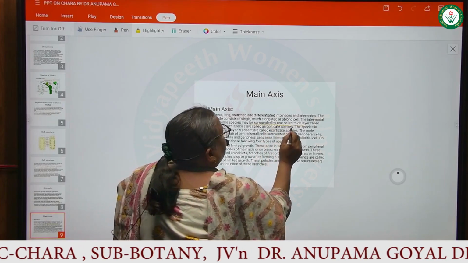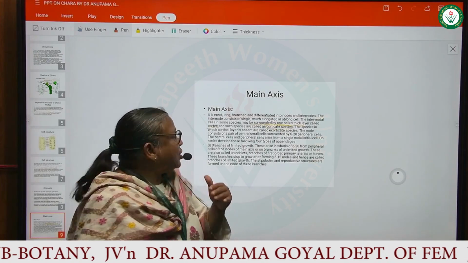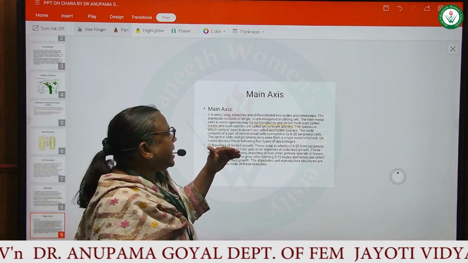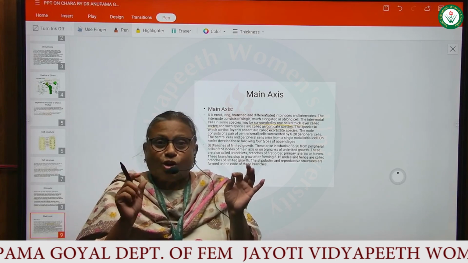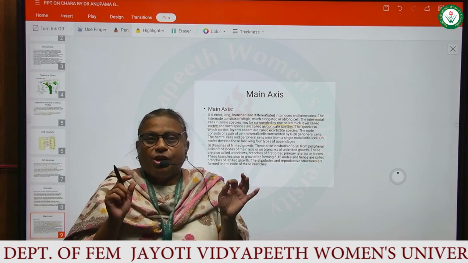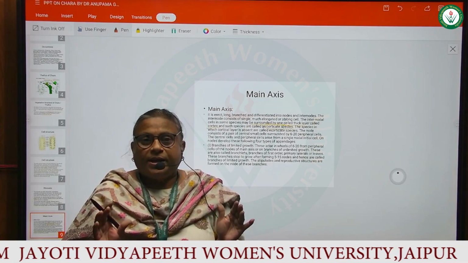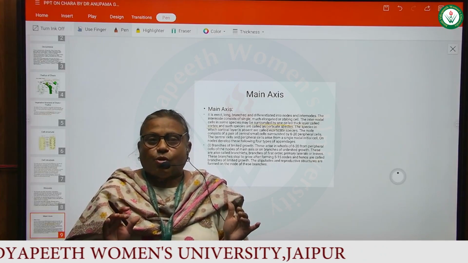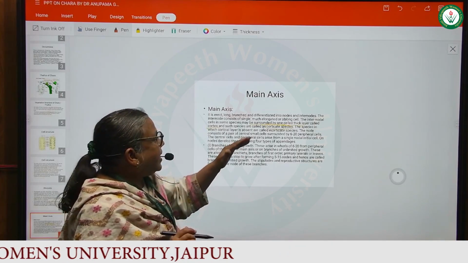Such species are called corticate species. The species in which the cortical layer is absent are called ecorticate species. What are corticate species? The species of Chara in which the cortical layer is present are called corticate species, and the species of Chara in which the cortical layer is absent or lacking are called ecorticate species.